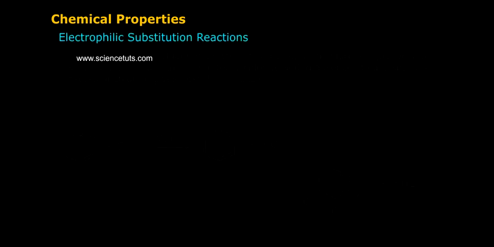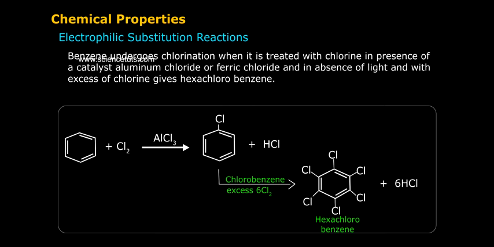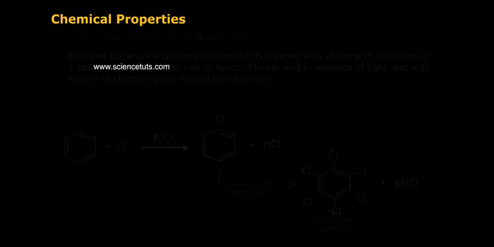Chemical properties: electrophilic substitution reactions. Benzene undergoes chlorination when it is treated with chlorine in the presence of a catalyst, aluminium chloride or ferric chloride, and in the absence of light and with excess chlorine gives hexachlorobenzene.